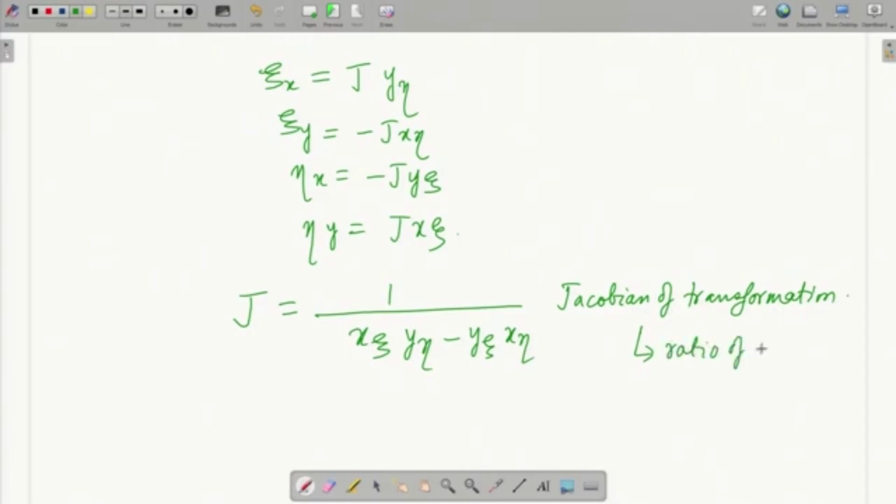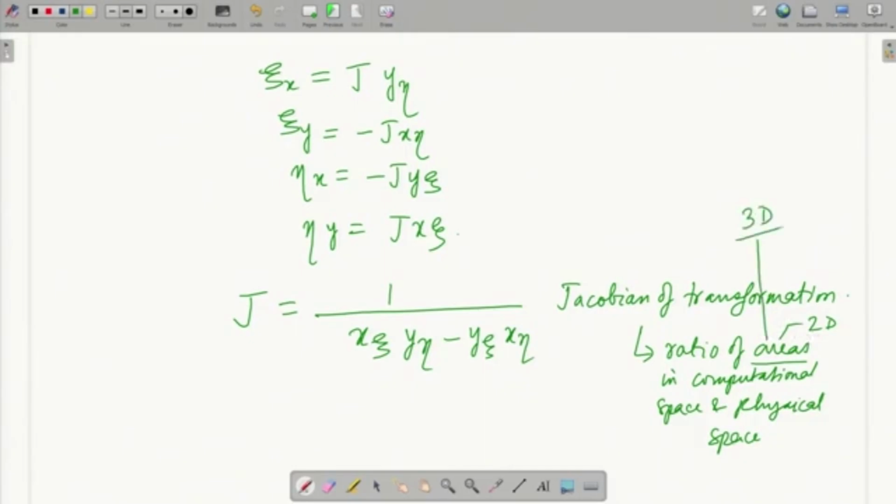It is a ratio of areas in computational domain or computational space and physical space. Incidentally, it is areas for a two dimensional problem. It would become volume, that means a ratio of volumes for a 3D problem. So, metrics were comparing arc lengths, while Jacobians are scaling the areas in 2D or volumes in 3D.